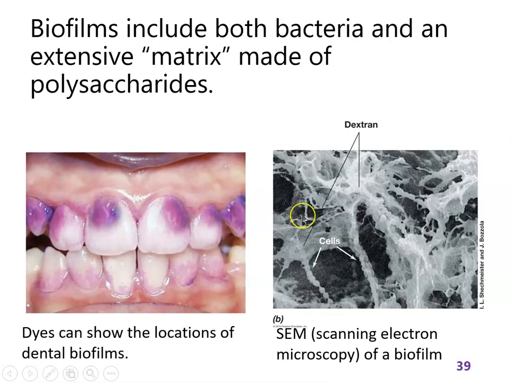So one of the most close to home versions of biofilms would be dental biofilms. And this is a famous picture where a person has used a dye that stains biofilm after toothbrushing to find out how effective the toothbrushing was at removing the dental biofilms. And then this would be what a scanning electron microscopy picture of a biofilm might look like. It's just a jumble of three-dimensional polysaccharide structures with little tiny cells throughout it.